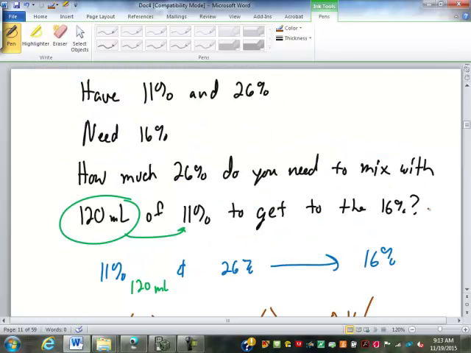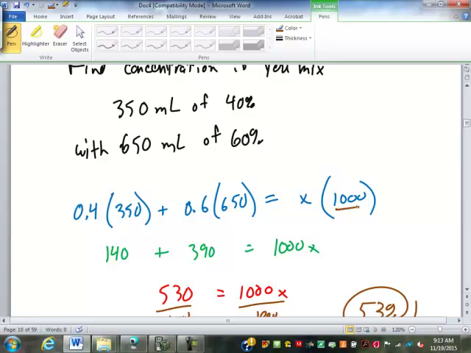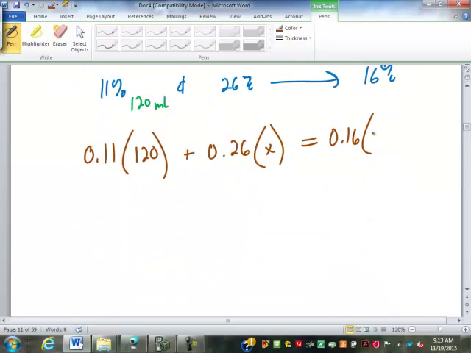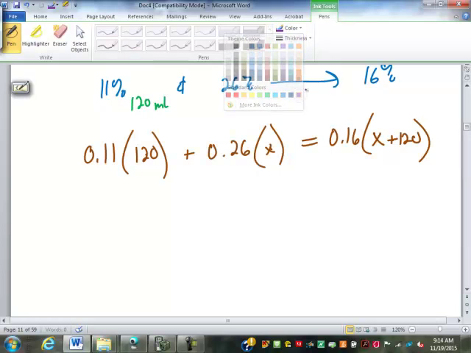Do we know its amount? Sort of, right? How did we get the 1,000 right here? Well, 350 plus 650. That amount always has to be these two amounts added together. Well, down here, our amounts are 120 and x. So it's 120 plus x, or x plus 120. Does everybody see where the x plus 120 comes from? We're just adding together those two volumes. Why is it not 120x? It's 120 plus x, not times, because we're adding them together. 120x would be 120 times x.